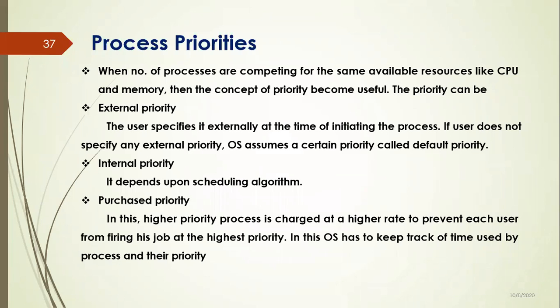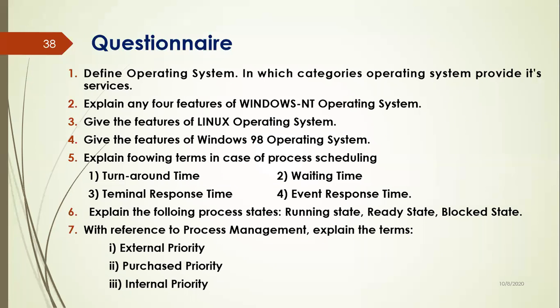And the purchase priority: in this, a higher priority process is charged at a higher rate to prevent each user from firing a job at the highest priority. In this, the operating system has to keep track of the time used by the process and their priorities. So that is all about your process management and information management. In the next lecture, we are going to learn the third category, that is memory management.